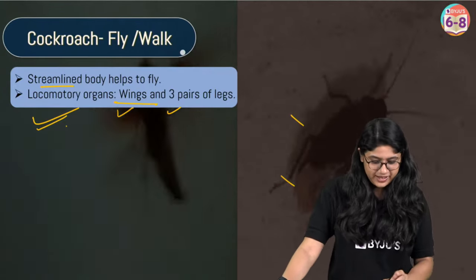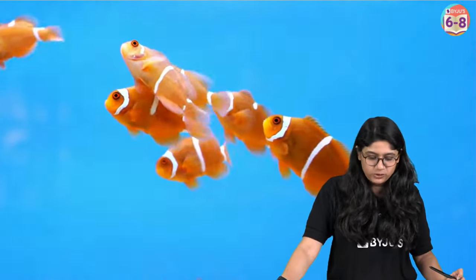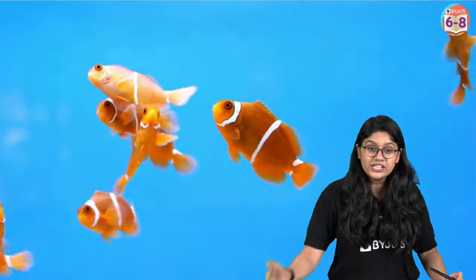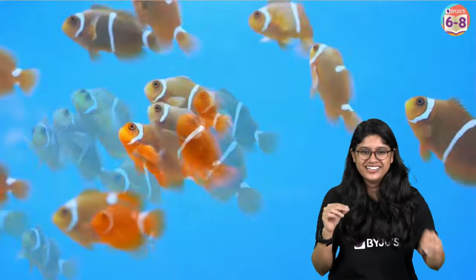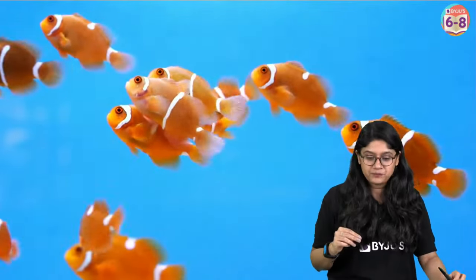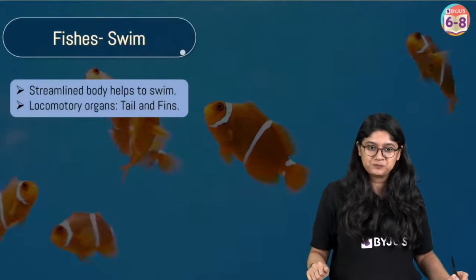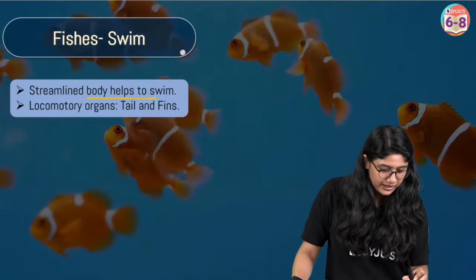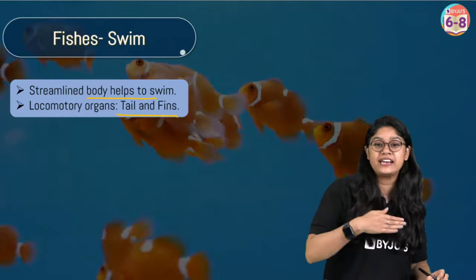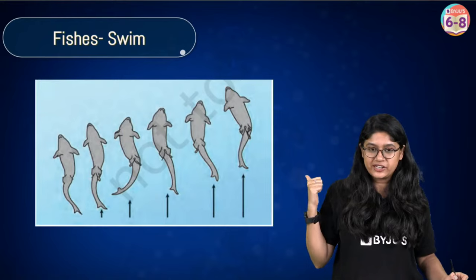Okay, now everyone, look at these beautiful fishes. Now, if you look at the shape of these, can you see? So this actually helps. Now, in your textbook, everyone, there's a very interesting diagram that we will be looking into. They also have a streamlined body. And, of course, the locomotory organ is the tail and the fin. So this is from your textbook only, from the CBSE textbook.